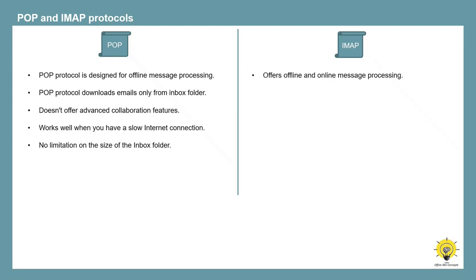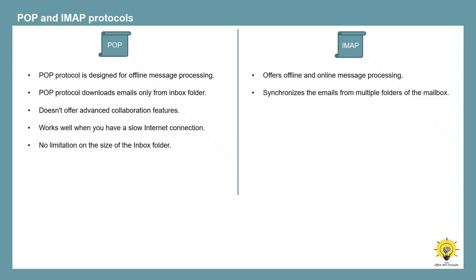IMAP protocol offers offline and online message processing. Whenever you read an email from the email server, that email is not downloaded to your local machine until you download it manually. But even if you download an email from the email server, a copy of that email stays within the email server. So if you configure the same mailbox on a different machine, you will get the same emails on the other machine as well.